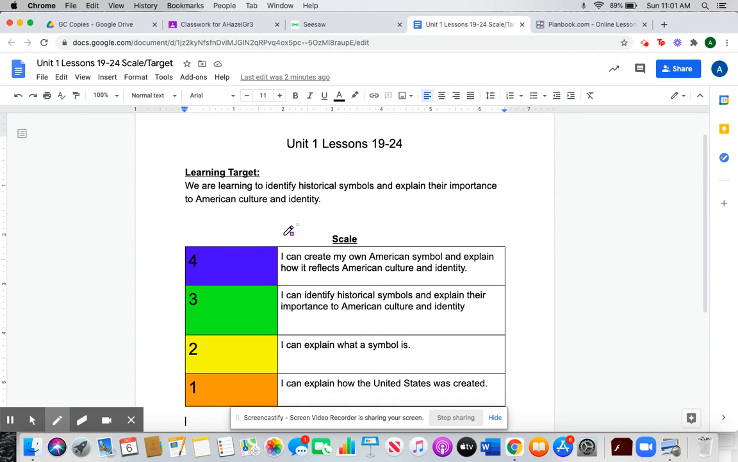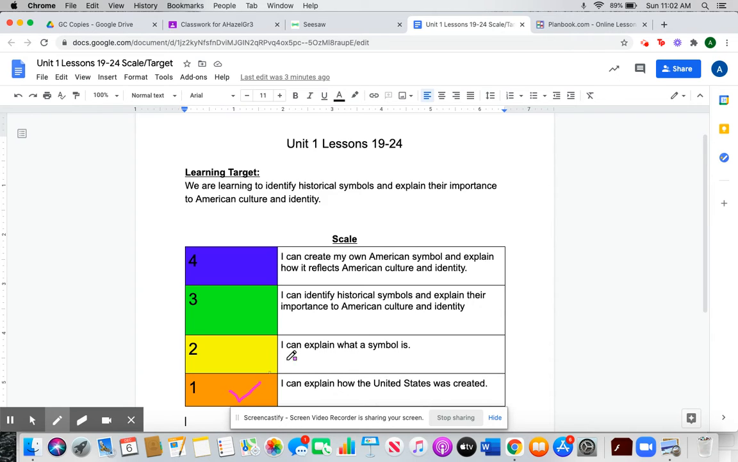And I know that can sound like a lot, right? That's why we climb up the ladder. So, when we go to our scale, which is our ladder, first, we need to explain how the United States was created. And we worked on doing that all last week, right? By learning about the Constitution and the Declaration of Independence. So we are already there.